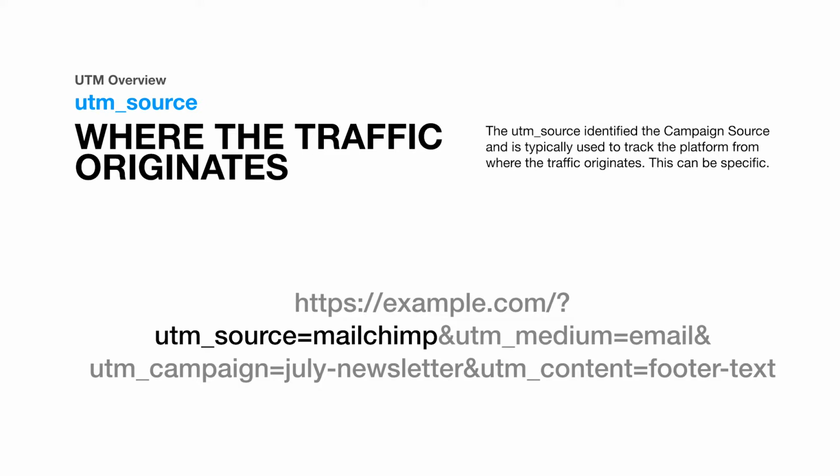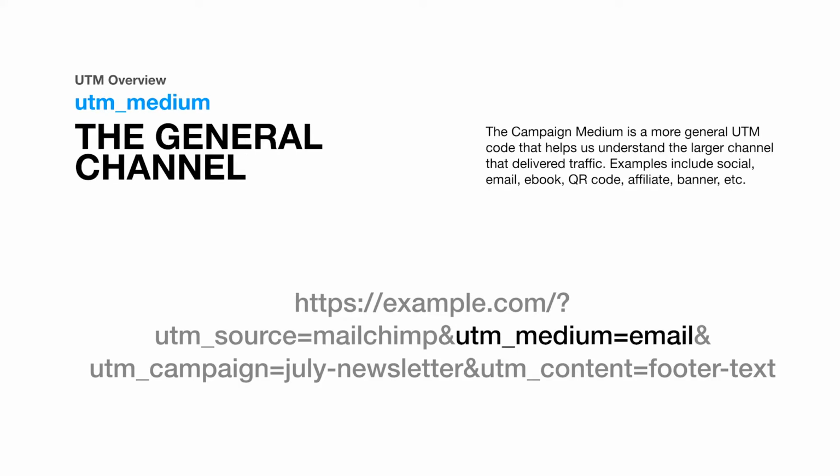Now, in this particular example, we're looking at a URL that was placed in an email campaign that was sent out through MailChimp. The next element is the UTM medium, and this is more of a general channel in where the traffic is coming from. So we don't want to get very specific here, but we want to use things like, in this particular example, email, or from social media.